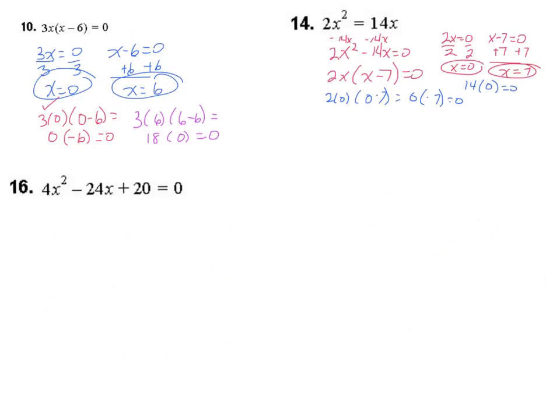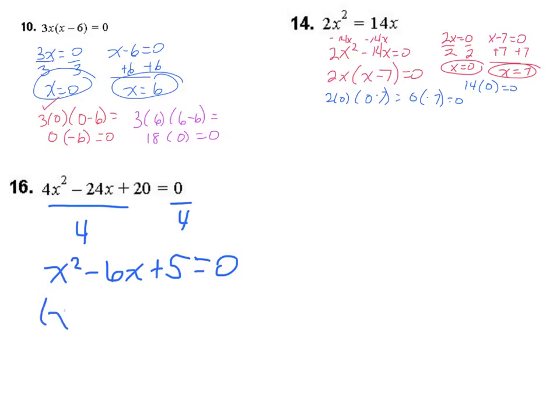Okay, this time before we start factoring, I see a greatest common factor we could divide out of both sides, which is 4. So 4x squared divided by 4 is x squared. 24x divided by 4 is negative 6x. And 20 divided by 4 is 5. So I'm looking for factors of 5 to give me a sum of negative 6. They're both going to have to be negative, so minus 5 and minus 1.